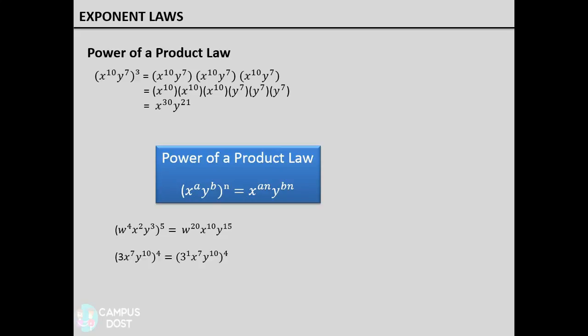Now, to simplify this expression, we must first recognize that since 3 here has no given exponent, it is assumed to be 1. Now, when we apply the power of the product law here, we get the following. From here, if we wish, we can even evaluate 3 to the power 4 to get 81, x to the power 28, y to the power 40.